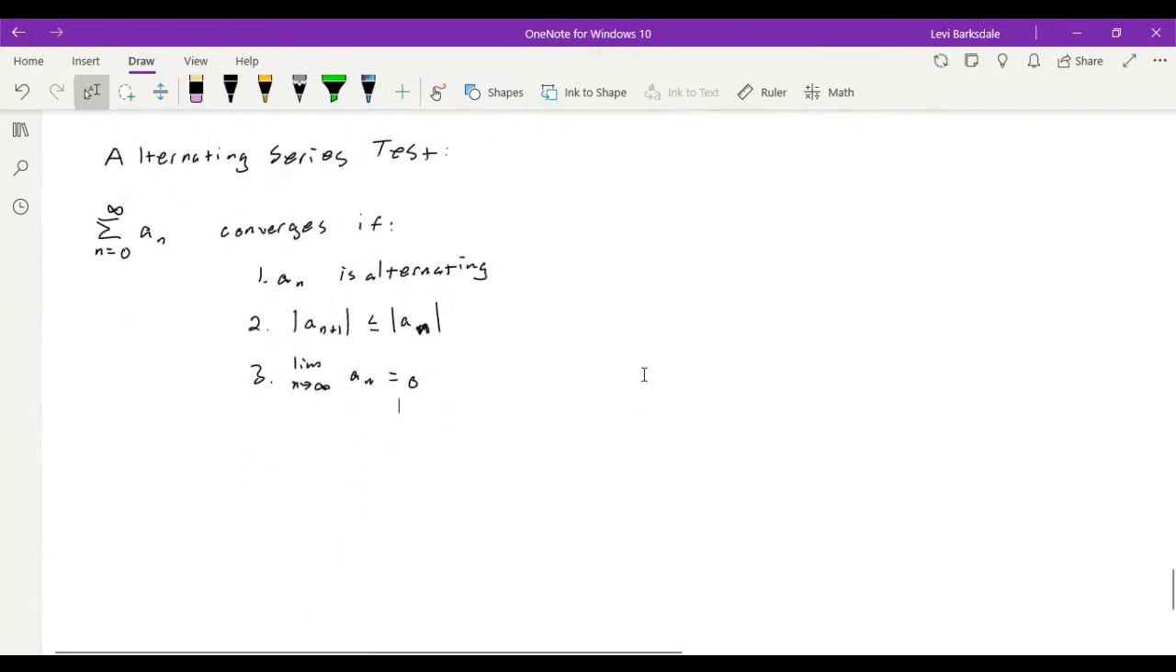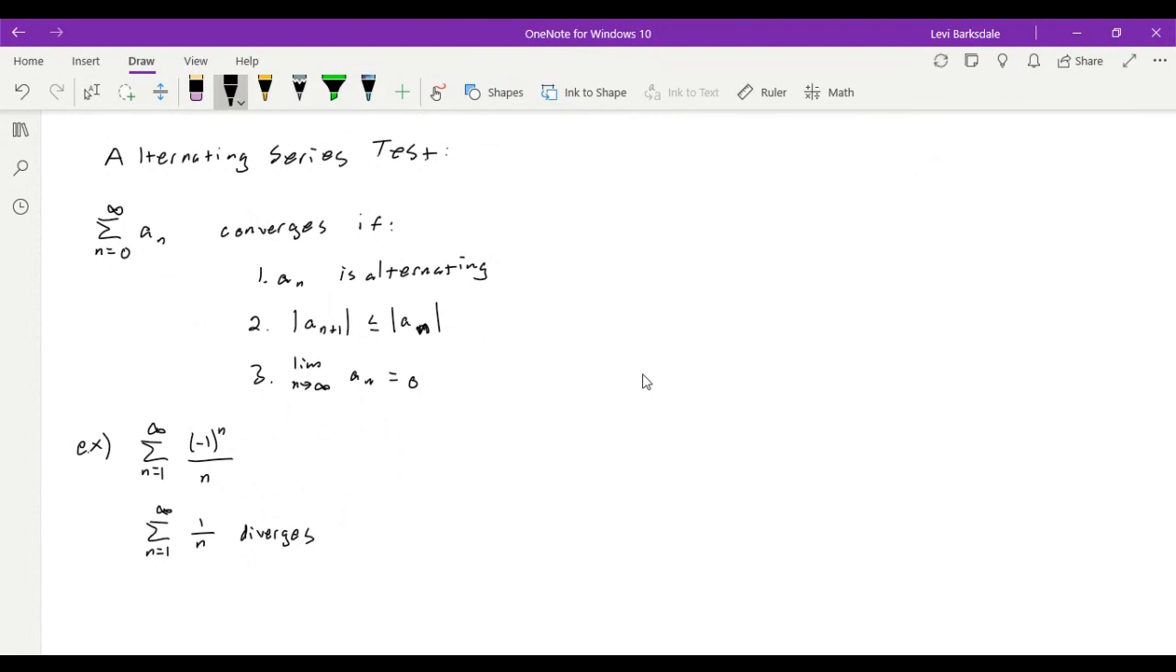So let's do an example. Say we have the sum from n equals 1 to infinity of -1 to the nth over n. And we saw previously, way back in the integral test, that the non-alternating version of this, the sum from n equals 1 to infinity of 1 over n, diverged. But what about the sum when it is alternating?